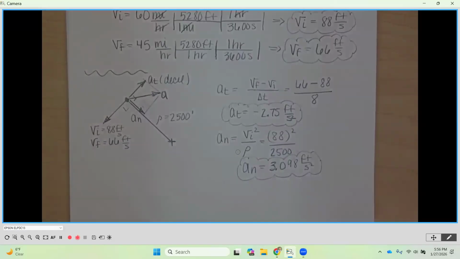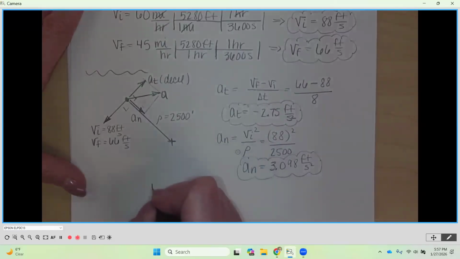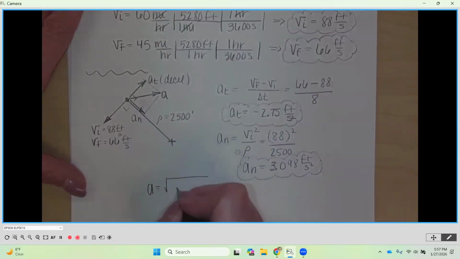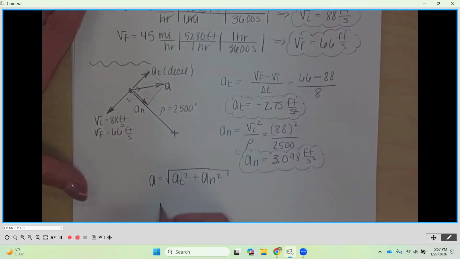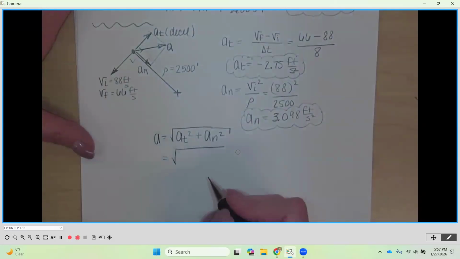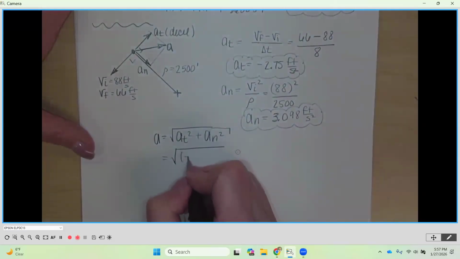So now we have what we need to calculate the acceleration of the vehicle, or if you would, the deceleration of the vehicle. So A is equal to the square root of the tangential squared plus the normal component squared. So go ahead and plug your values in and calculate that total acceleration.